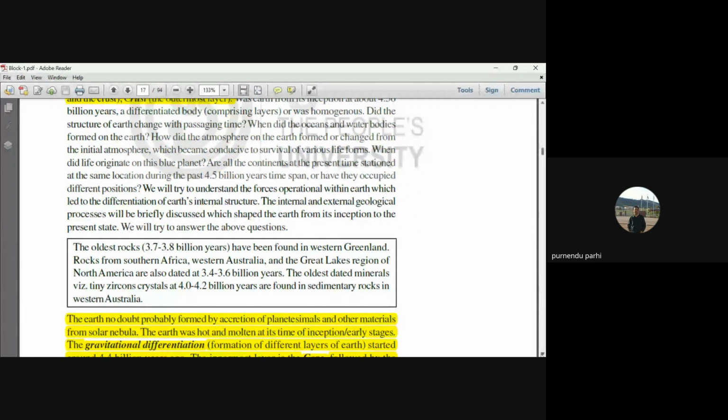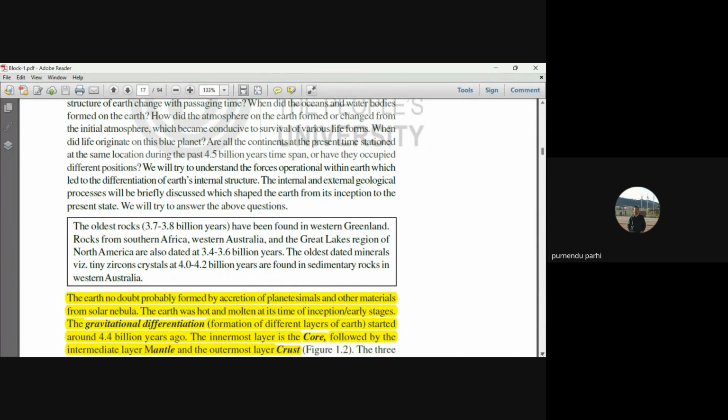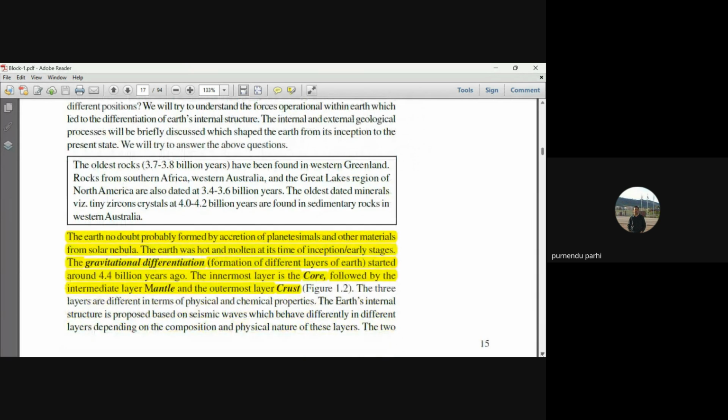Rocks from South Africa, Western Australia, and the Great Lakes region of North America are also dated at 3.4 to 3.6 billion years. The oldest dated minerals, tiny zircon crystals, are 4 to 4.2 billion years old and are found in sedimentary rock in Western Australia. The Earth is, no doubt, probably formed by the accretion of planetesimals and other materials from the solar nebula.